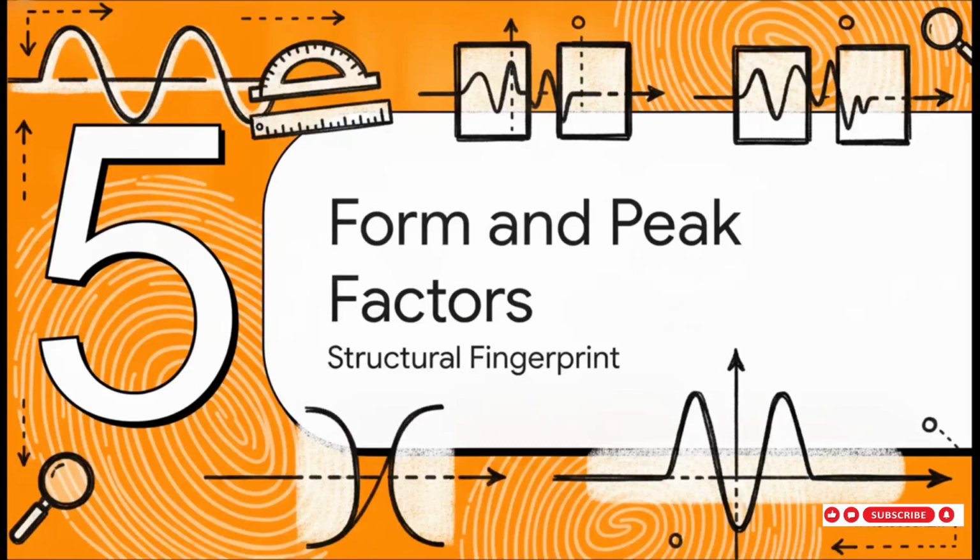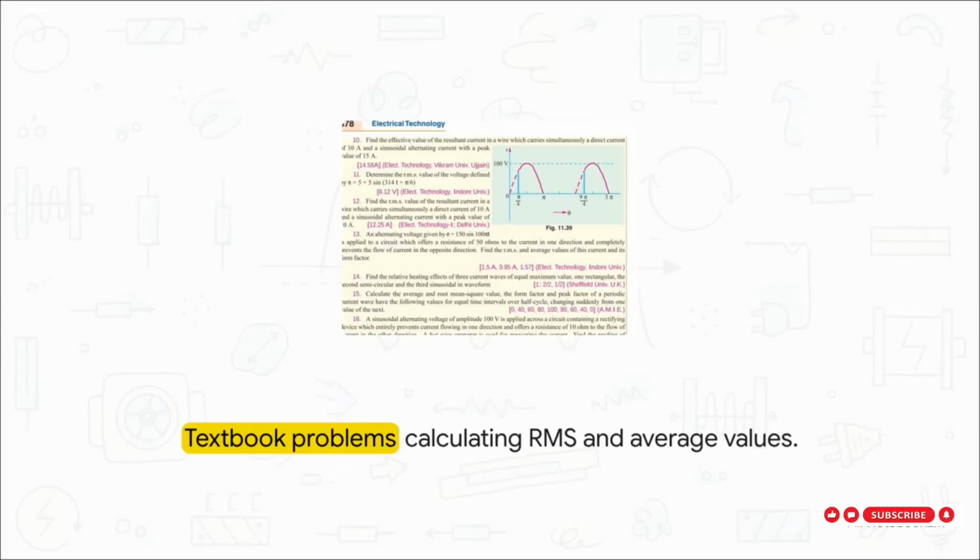Section 5, Form and Peak Factors. And we've reached our final section. This is where we look at the wave's unique structural fingerprint by combining the measurements we just learned. As you advance in diploma-level engineering, you aren't just memorizing definitions anymore. You're really expected to synthesize them. These are standard textbook problems where you're given an equation for a wave and tasked with calculating the RMS and average values, and then using those to find what are known as the form and peak factors.